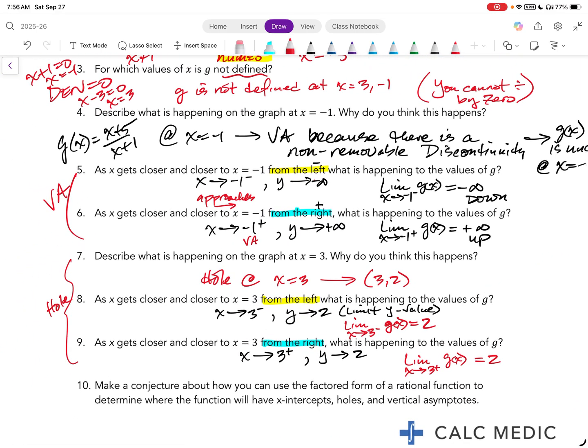Okay? So number 5 is called a left hand limit, because we're coming in from the left, and this is called a right hand limit because you're coming in from the right.